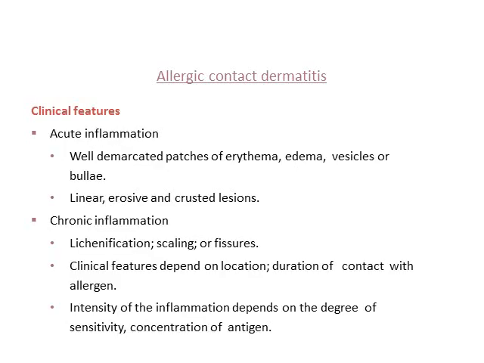So, allergic contact dermatitis has certain clinical features, such as acute inflammation and chronic inflammatory stages. In the acute inflammatory stage, you see well demarcated patches of erythema, edema, vesicles, and bullae, linear erosive and crusted lesions. In chronic inflammation, you see lichenification, scaling, or fissures. Clinical features depend on location, duration of contact with the allergen, intensity of the inflammation, degree of sensitivity, and concentration of antigen.